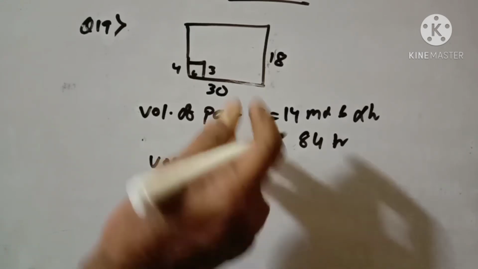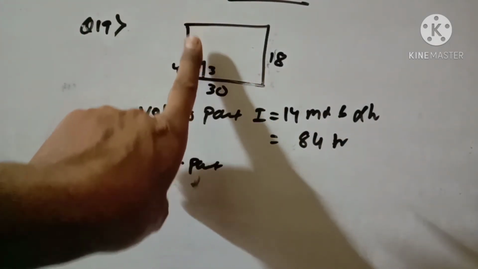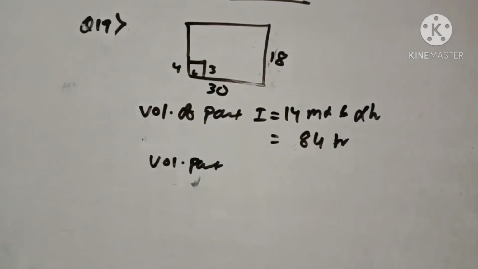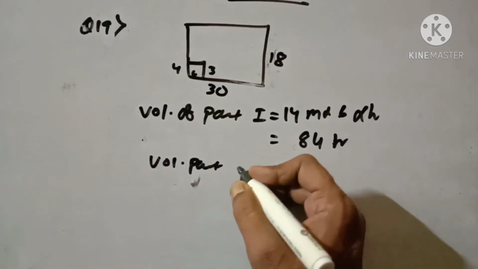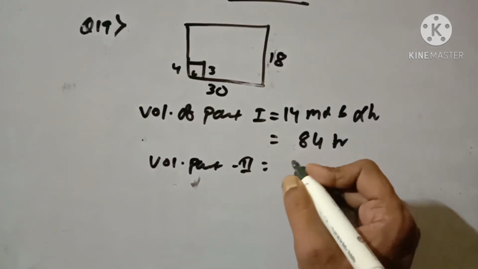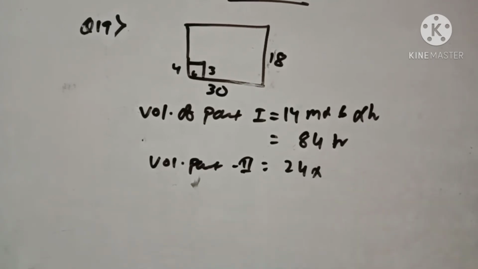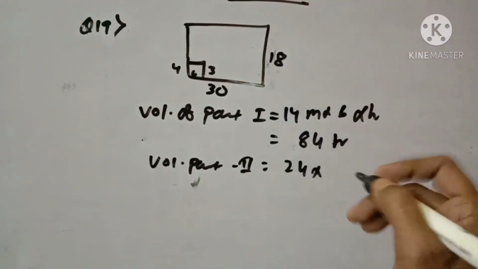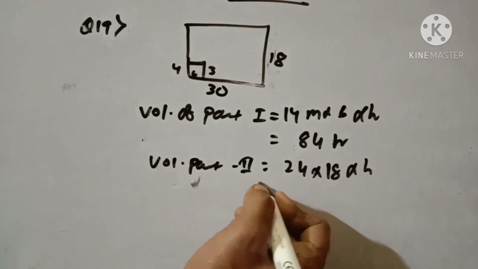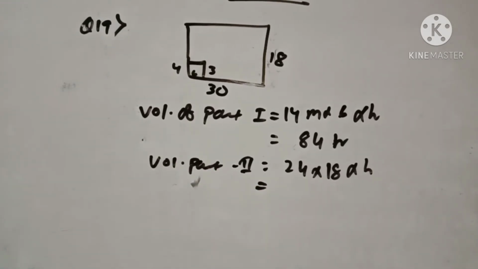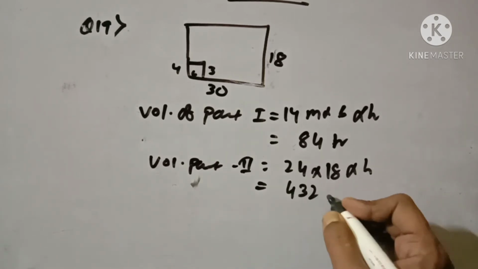Part 2 means what? We have to find out what? This is 30, this 6 we have to remove, means 30 minus 6 it will be 24, that is part 2. Volume of part 2 means 24 into this length, 18 into height, cubic meter. After multiplying 24 into 18 it will come 432 into height cubic meter.